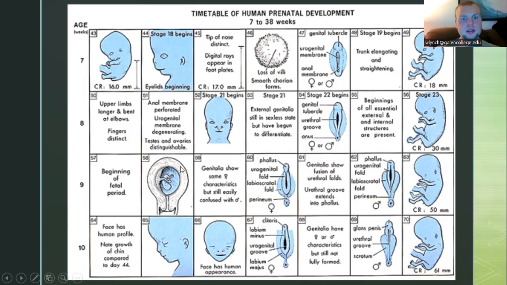All right, we see by day 58, 59, we start to see genitalia forming. So at this point, usually you can start to visualize the gender of the baby around 58, 59. So that's going to be about 9 weeks of age. Then a couple more important things. We start to see the development here. We see the urogenital fold. This is going to be a labioscrotal fold forming. Down here, we see the human face profile beginning at day 64 or so. And then we have a face that has a somewhat human appearance by day 66.